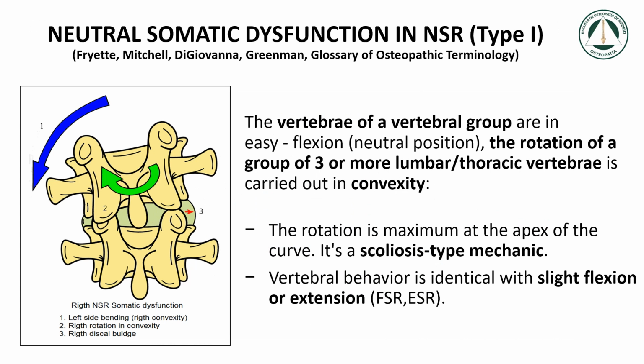Neutral somatic dysfunction in NSR, type 1. Fryette, Mitchell, DiGiovanna, Greenman, Glossary of Osteopathic Terminology. The vertebrae of a vertebral group are in easy flexion, neutral position. The rotation of a group of 3 or more lumbar or thoracic vertebrae is carried out in convexity. The rotation is maximum at the apex of the curve. It's a scoliosis-type mechanic. Vertebral behavior is identical with slight flexion or extension, FSR, ESR.